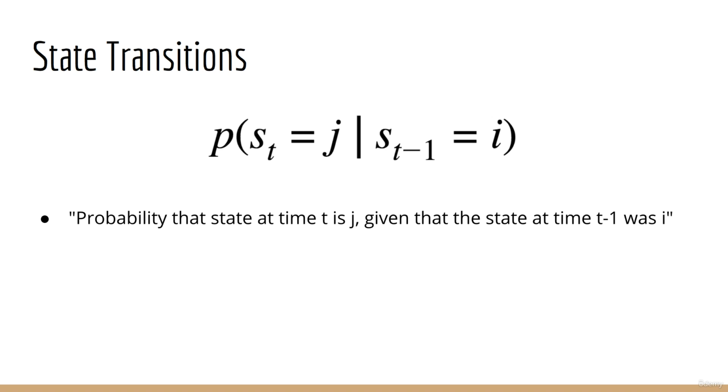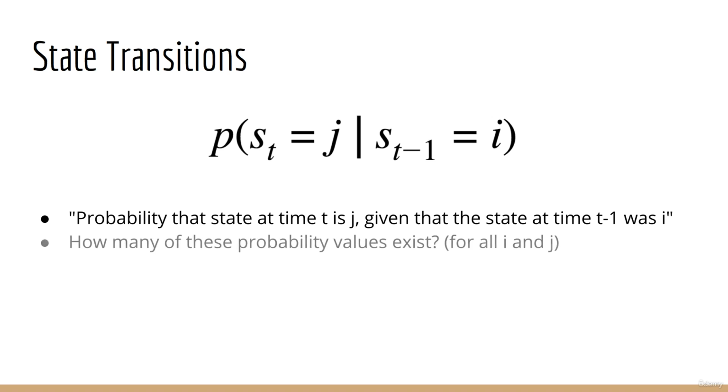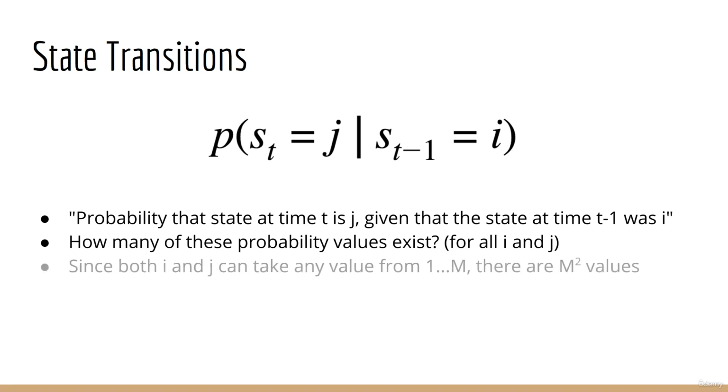Note that this is a conditional distribution. Now, one question we can consider is this. How many of these conditional probability values exist? Well, we must have a value for every possible i from 1 up to m, and every possible j from 1 up to m. Therefore, we should have m times m values, which is m squared.